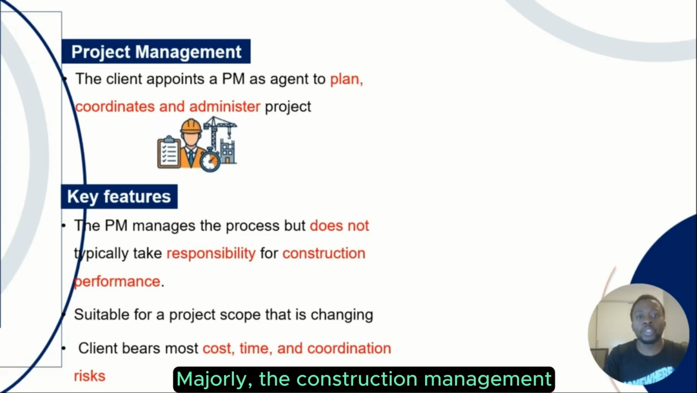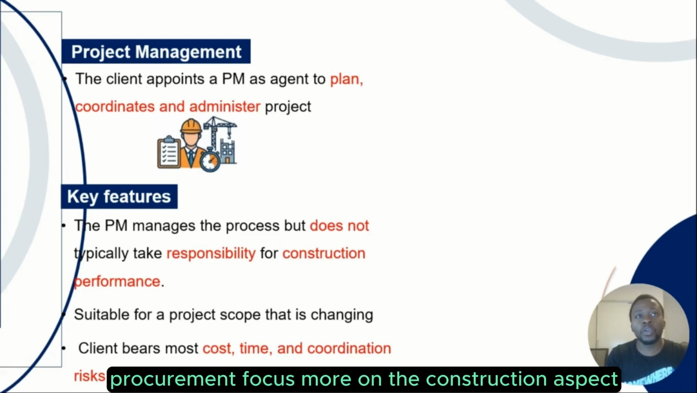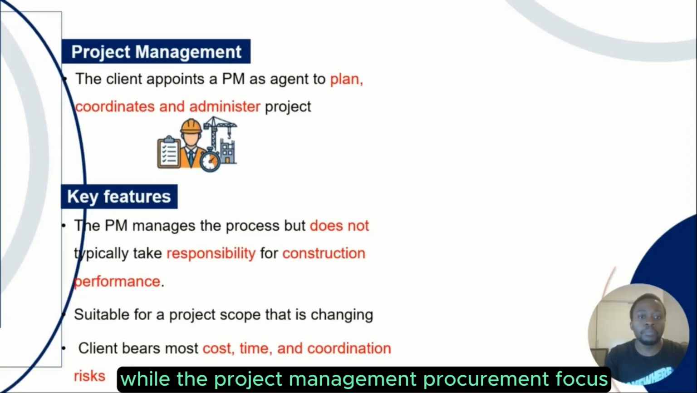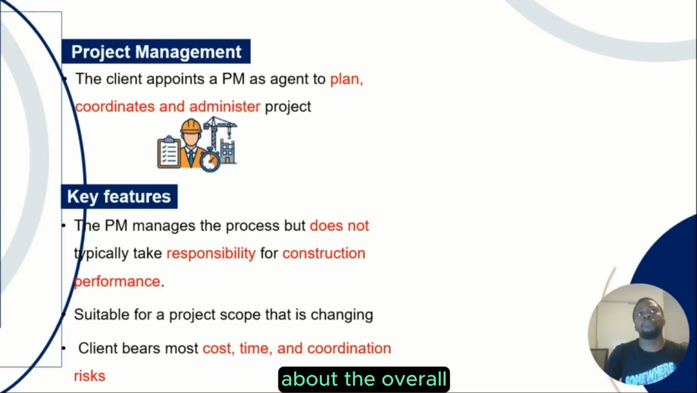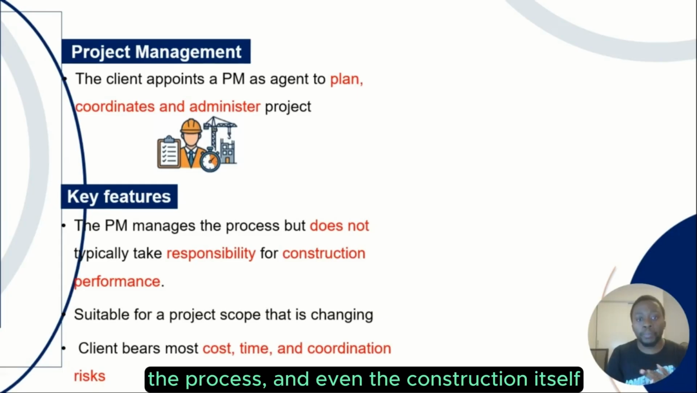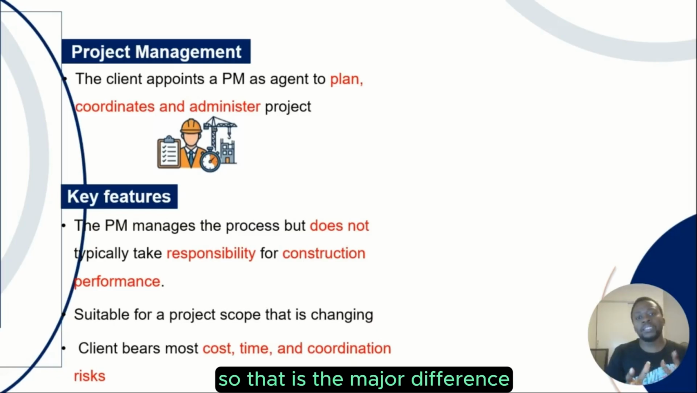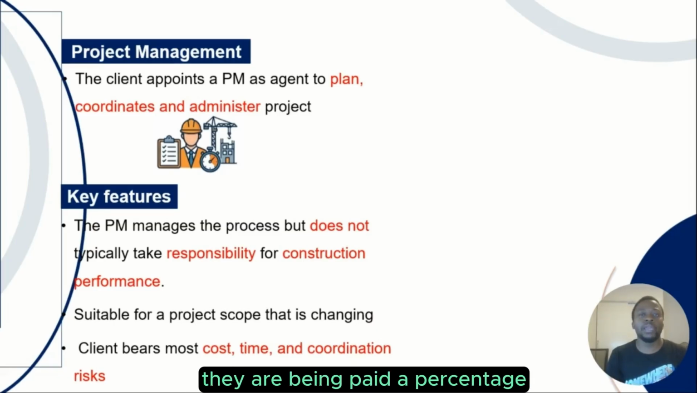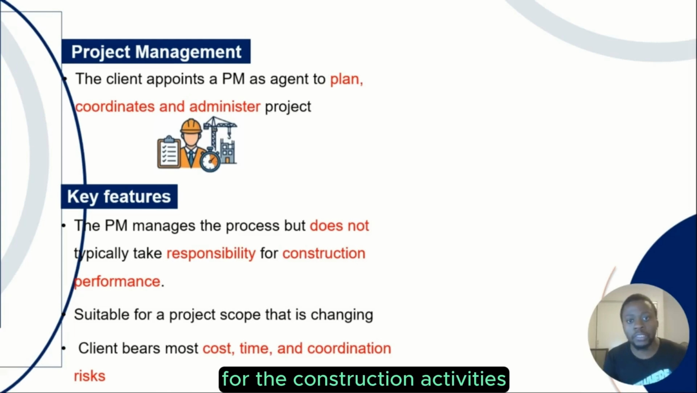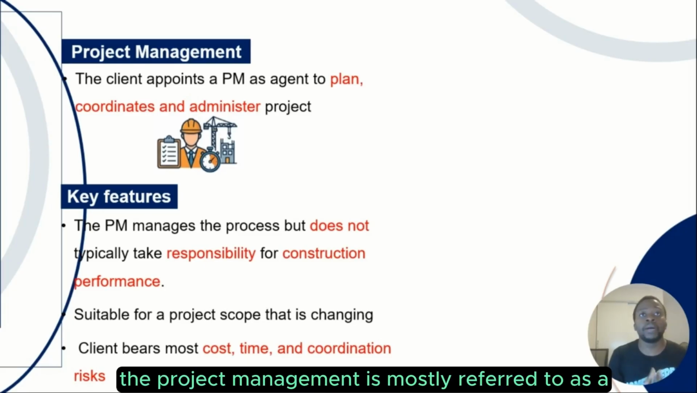Majorly, the construction management procurement focuses more on the construction aspect, while the project management procurement focuses on the overall project, talking about the design, the process, and even the construction itself. So that is the major difference. The managers are being paid a percentage fee for the work carried out for the construction activities, while project management is mostly referred to as a management approach.